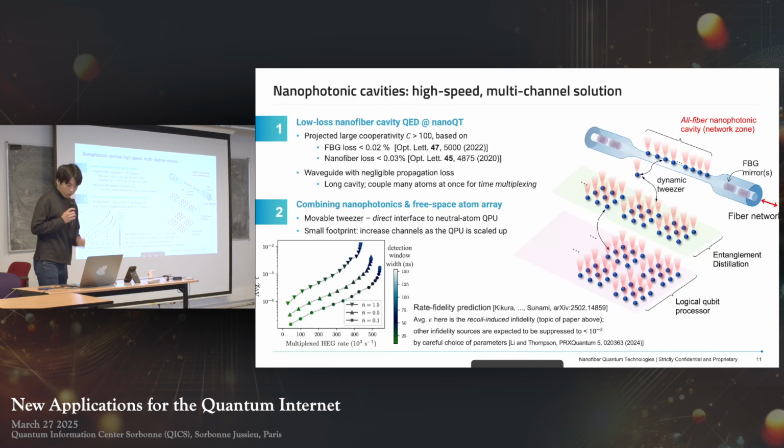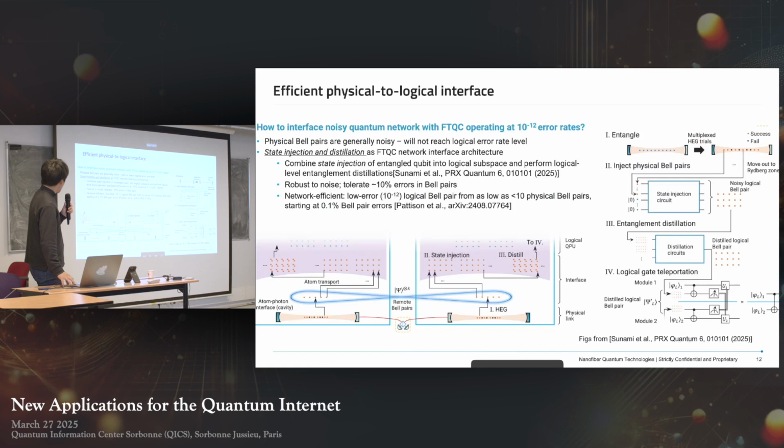We've done some theory on the performance of these systems, and there is a good roadmap to go to 10 to the minus 3 error rate with a kind of atom-atom entanglement generation. That's our theory, so we have to do experiments. And the rate is expected to be hundreds of kilohertz with the kind of cavity quality we are expecting. So combining this with a multi-channel solution, you can go up to a pretty high networking rate that's compatible with the speed of computation. And for FTQC, operating at 10 to the minus 12, 10 to the minus 3 is quite noisy.